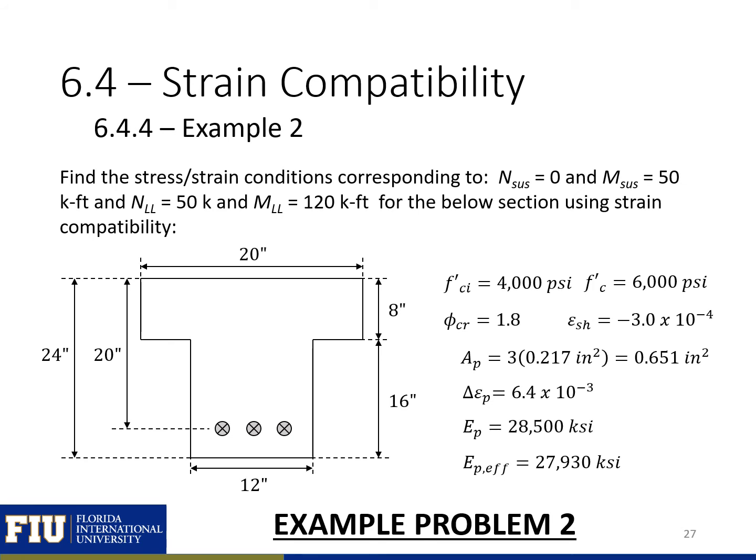At this point, you can pause this video again and go to the accompanying video for our example problem number 2. And in this example, we're going to look at how to find the stresses and strains corresponding to no sustained axial load, but a sustained moment of 50 kip feet, and a live load axial load of 50 kips and a live load moment of 120 kip feet using strain compatibility.